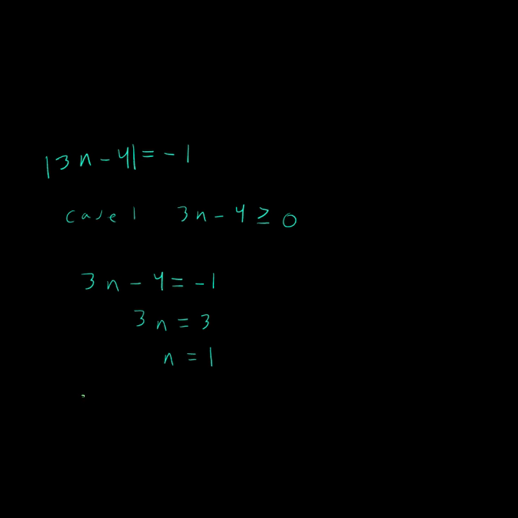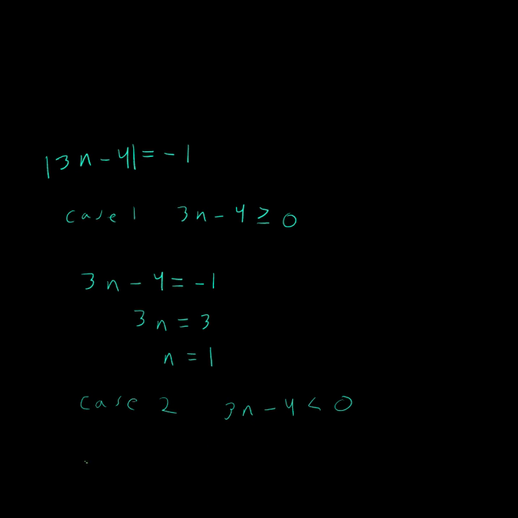With that being said, I will upload another video if I find a better explanation. But let's move on to our case 2. And so for case 2, if we assume 3n minus 4 is less than 0, what happens?